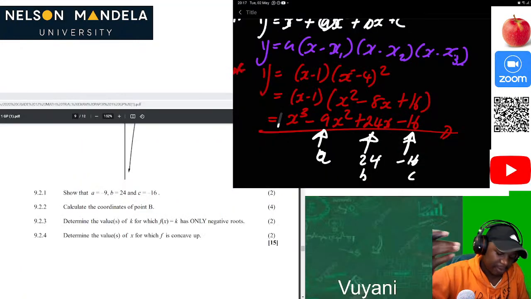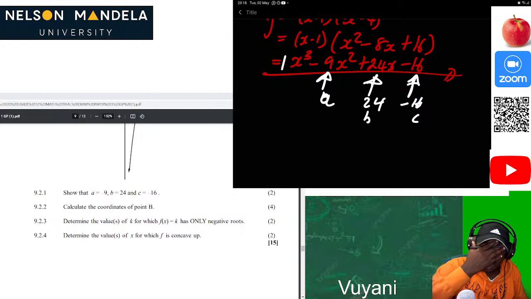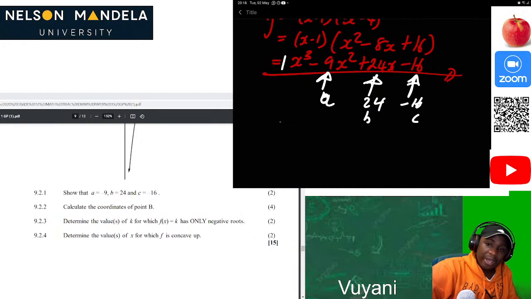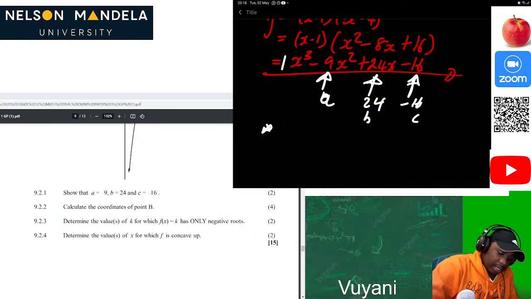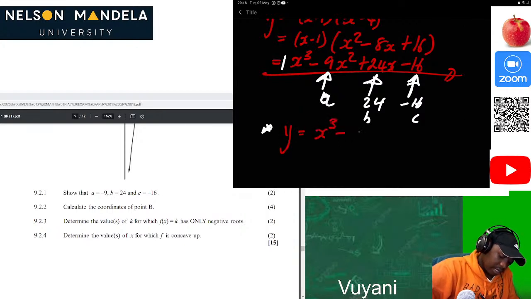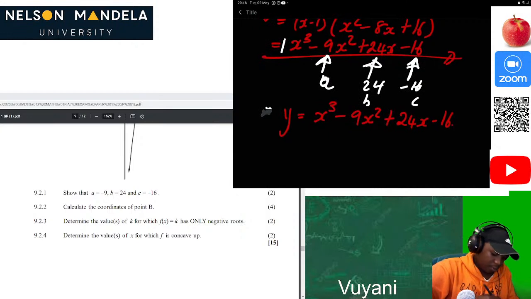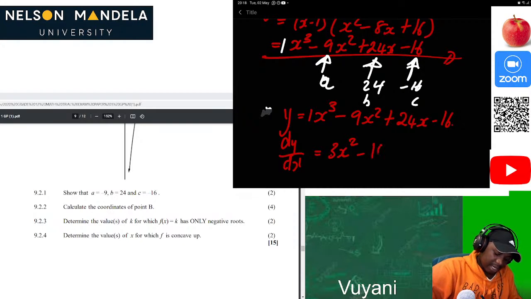Now we can solve for point B, because that's where the function is concave down. That's the local maximum. We have already calculated that y is equal to x cubed minus 9x squared plus 24x minus 16. Then dy over dx is equal to 3x squared minus 18x plus 24.